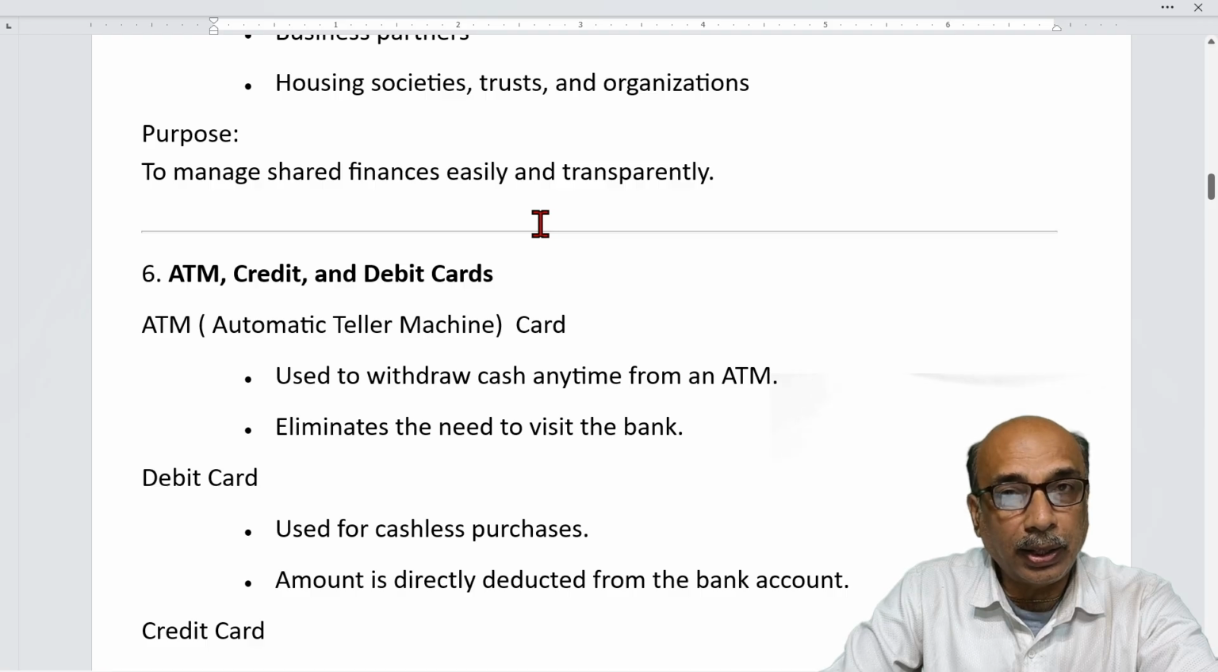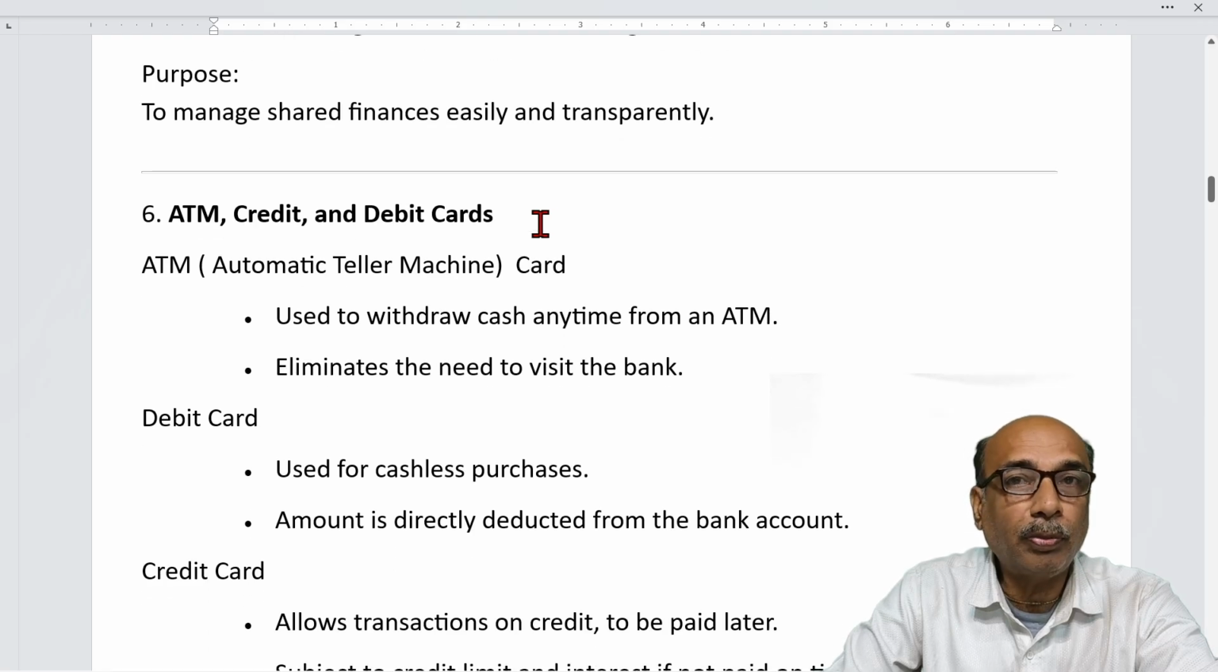And when the partners are there, their partnership is of what percentage? 50-50, 60-40, that is shared according to that.